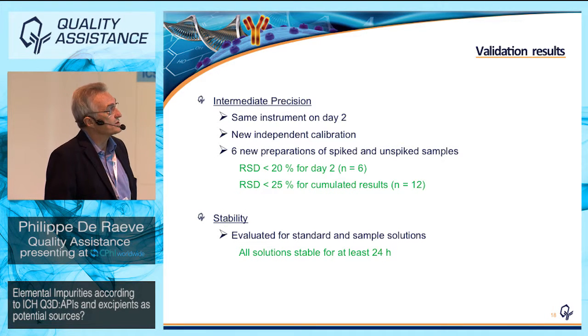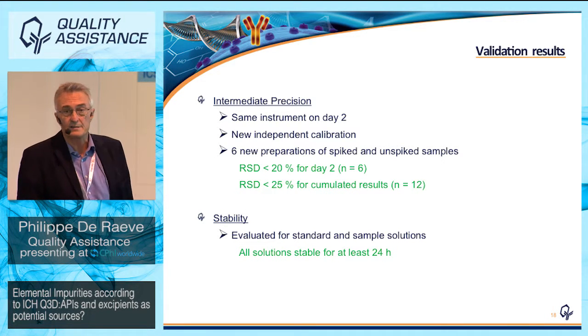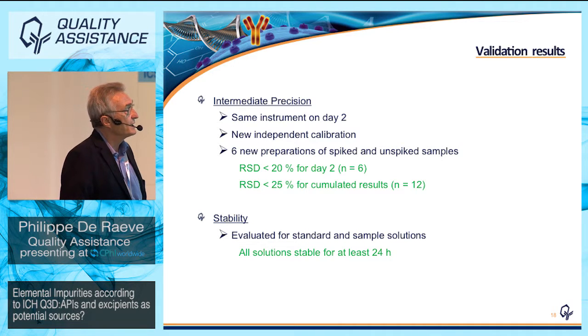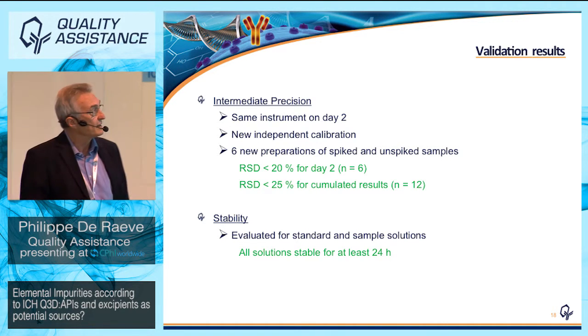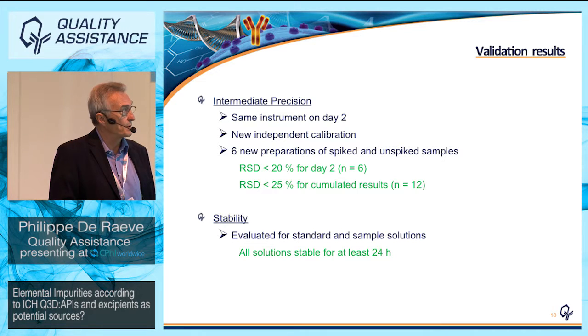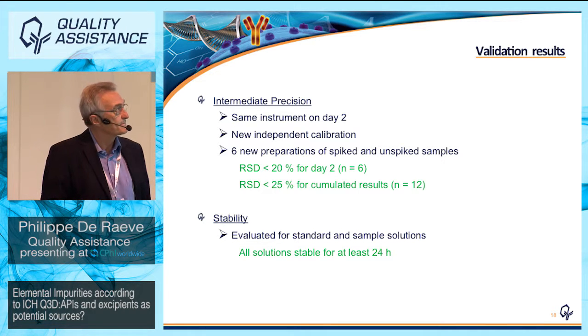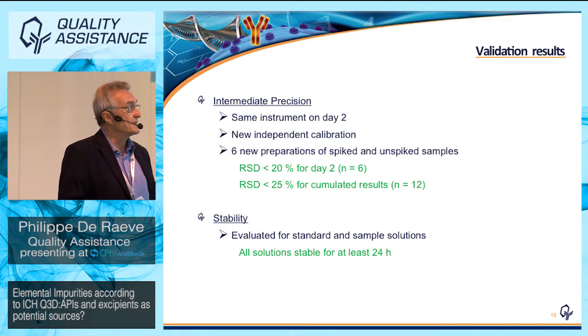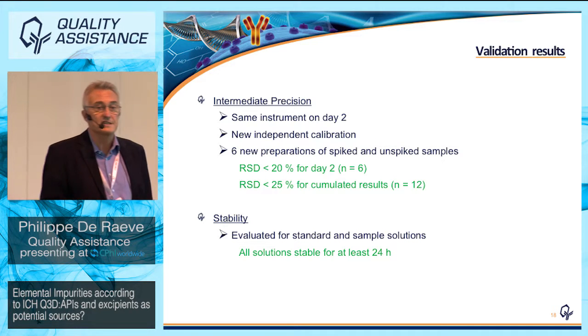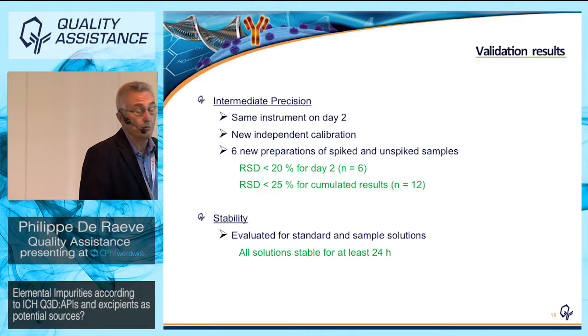Intermediate precision was also assessed using the same instrument on a different day with a new independent calibration and new sample preparation of spiked and unspiked. Once again, RSD was less than 20%. The solution is stable for at least 24 hours, allowing re-injection in case of problem.